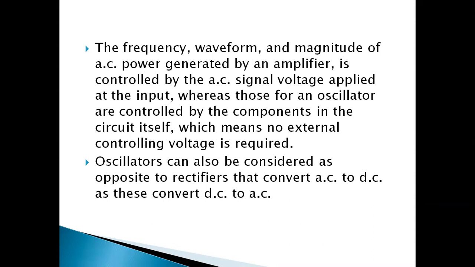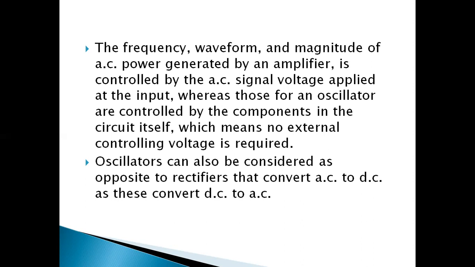So in an amplifier, the frequency, the output waveform, and the magnitude of the AC output power are controlled by the AC signal which is applied. That means we are applying some AC input signal to the amplifier. The output parameters, that means the frequency, the output waveform, magnitude, as well as the power, all depend on the input signal. But in the oscillator, these parameters are controlled by the components in the circuit itself, which means no external controlling voltage is required to control the output signal parameters.